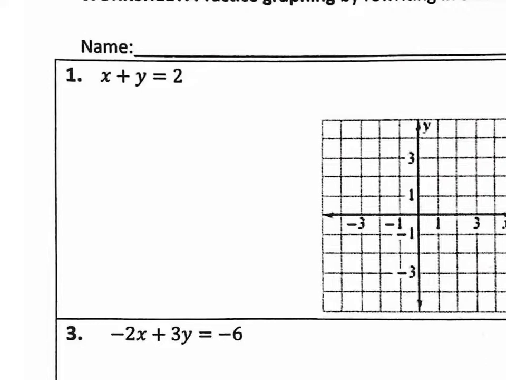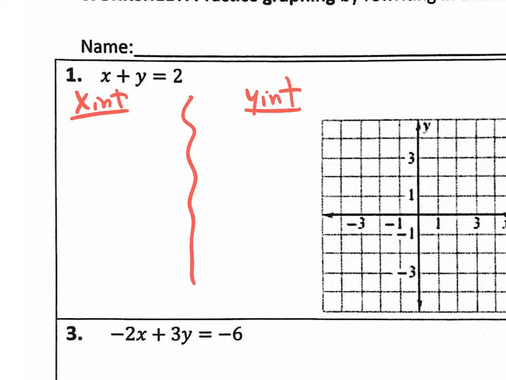So instead of doing the xy table, it's good that we know this method of finding the x and the y intercepts. Let me set it up. X int, y int, squiggly line. Maybe some notes to myself, like how do I find the x-intercept? You set y equal to 0. How do you find the y-intercept? Set x equal to 0.